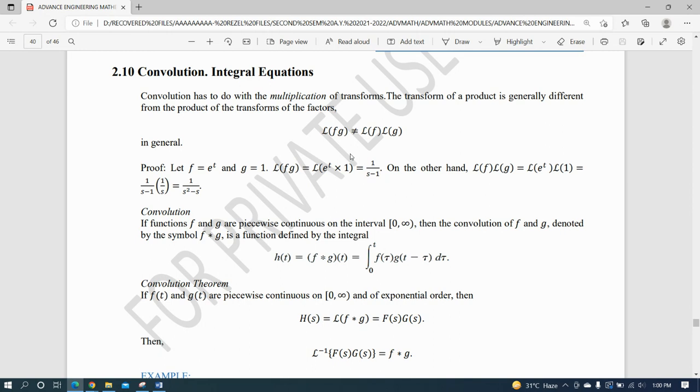So sinasabi natin dito is if you get the product of the two functions and then after that you get their Laplace transform, it is not actually equal to the product of the Laplace transform of each of the functions.